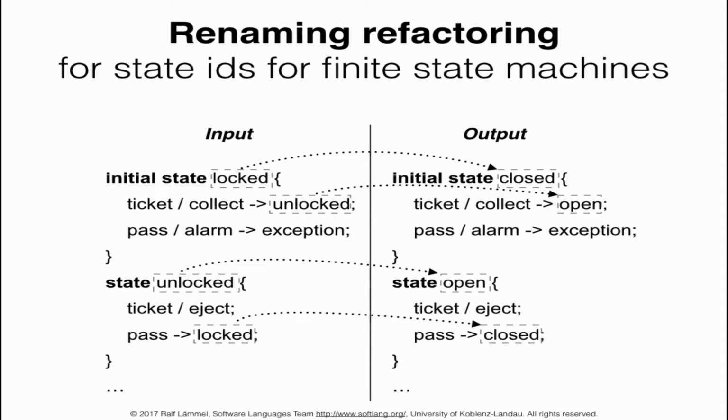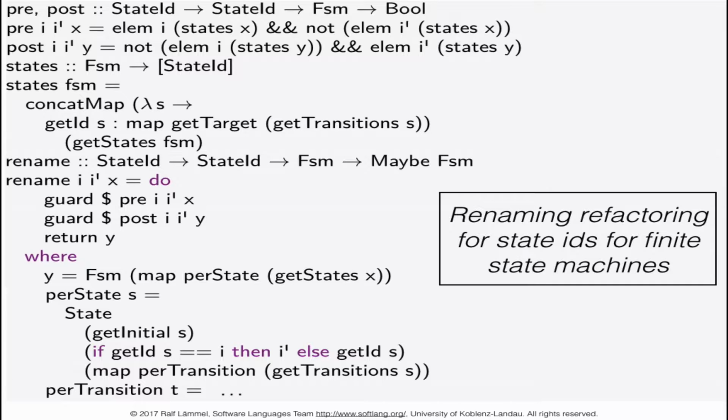This is illustrated here. So we want to rename state ID locked to closed and state ID unlocked to open. All right, and this is how we do it. So I'm assuming here, and you see this here, that the transformation first should establish that the precondition is satisfied. Well, then it should compute the result from the incoming software artifact. And then we might want to check the postcondition. We might also leave out checking postconditions if we are sure enough that it is implied.